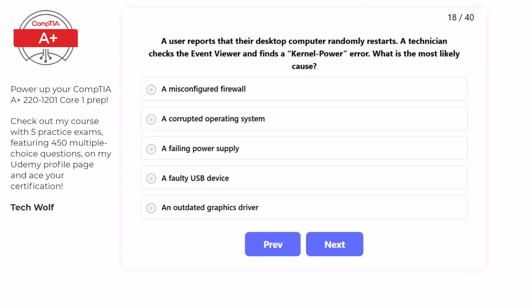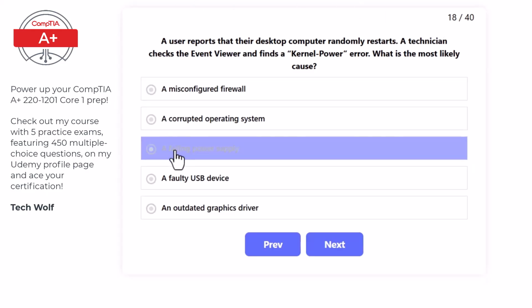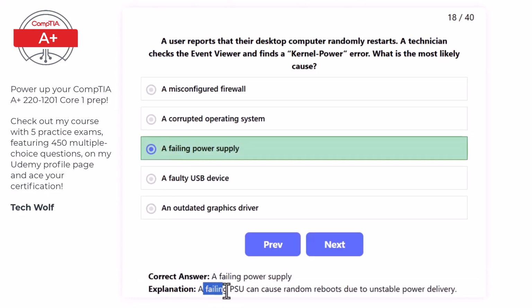And the correct answer would be a failing power supply, as a failing PSU, or power supply unit, can cause random reboots due to unstable power delivery.